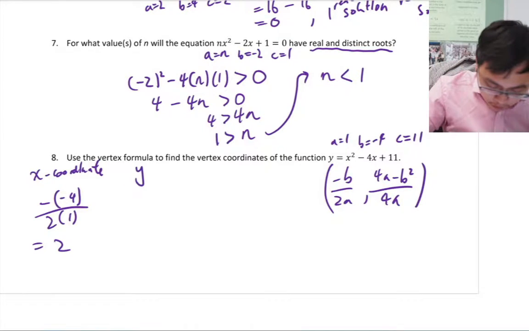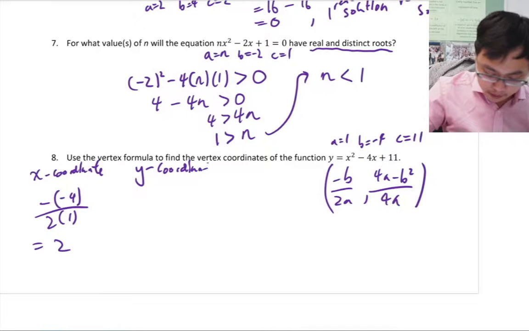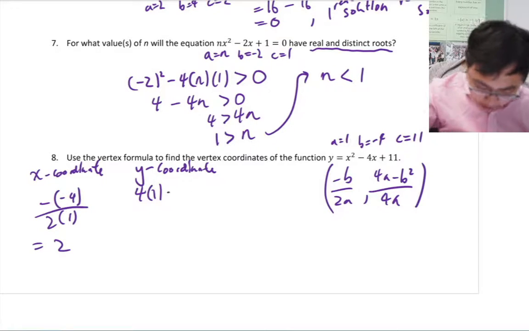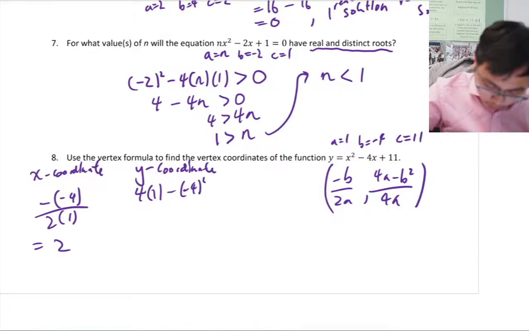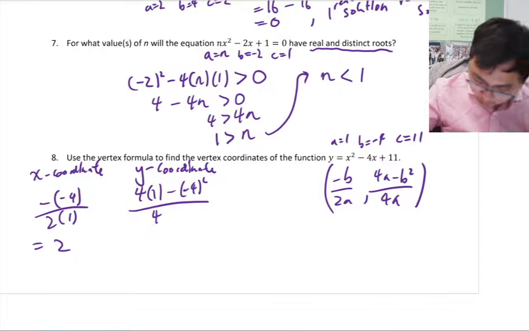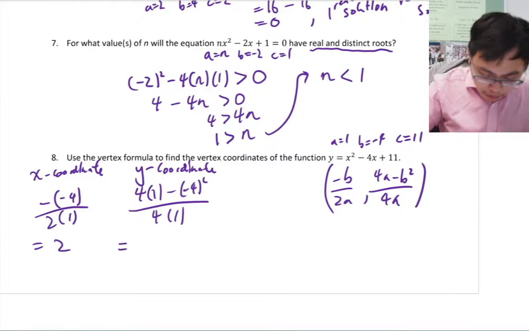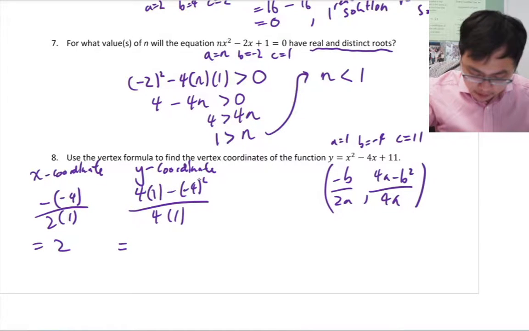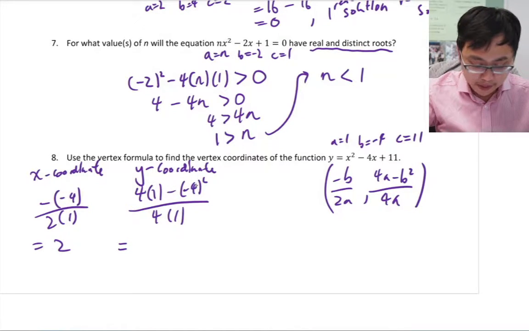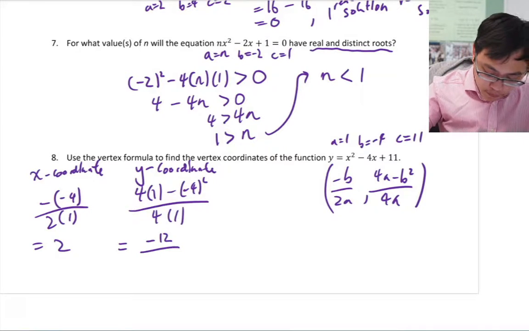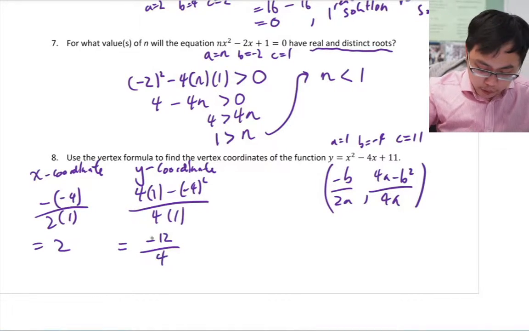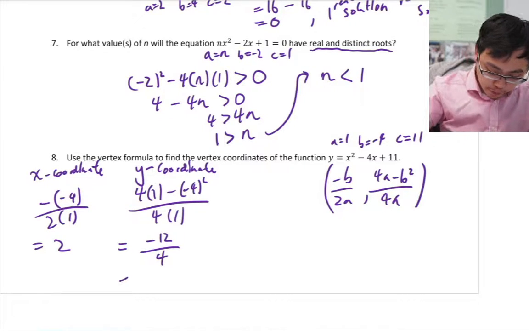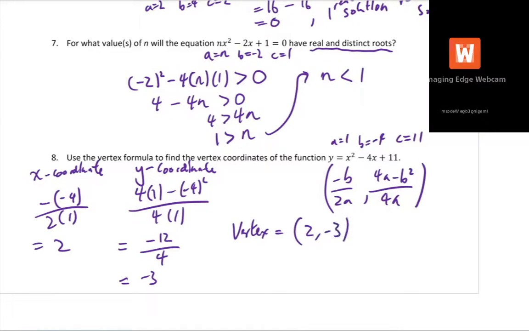And then for the y coordinate, that's going to be 4ac minus b squared, so 4 times a times c minus negative 4 squared, all over 4 times a, which is 1. Let's calculate that. 4 squared is 16, so 4 times 11 minus 16 is 44 minus 16, which gives 28 all over 4, and so the y coordinate is 7. And so the vertex coordinate is going to be 2, negative 3.